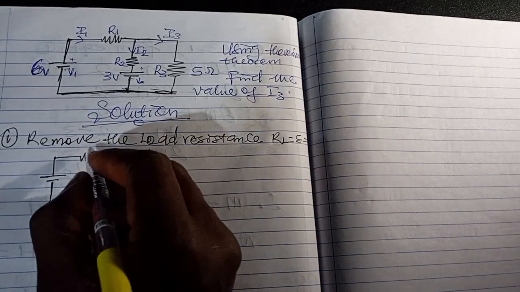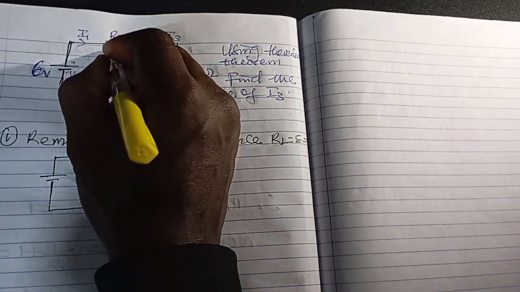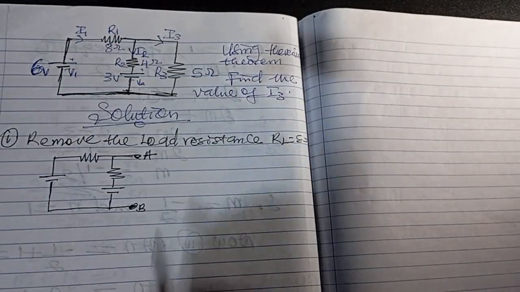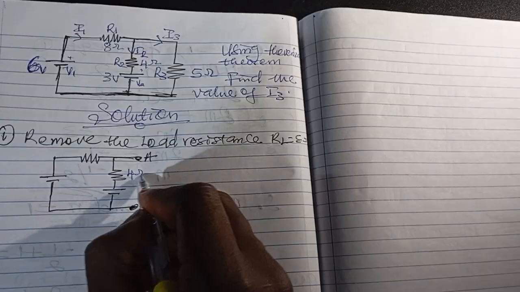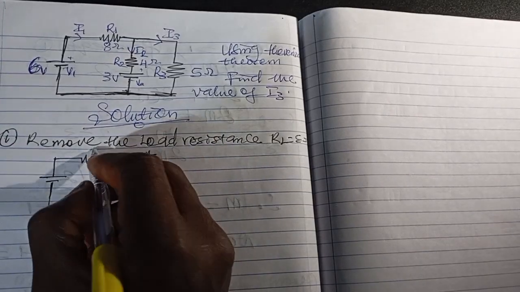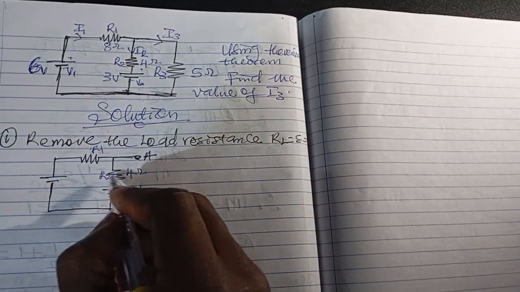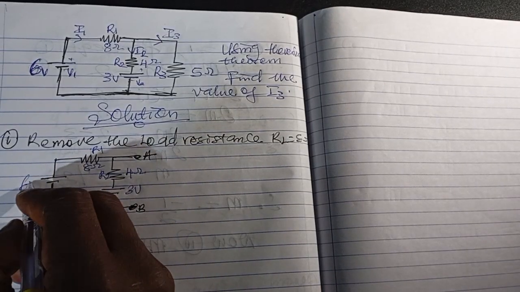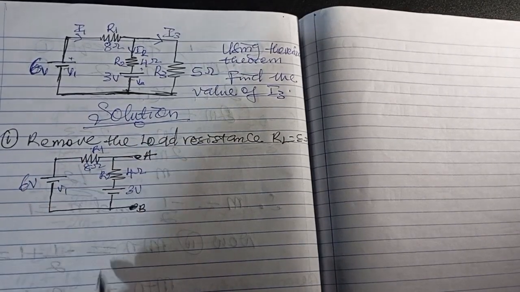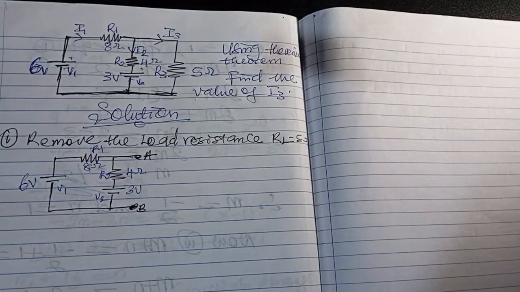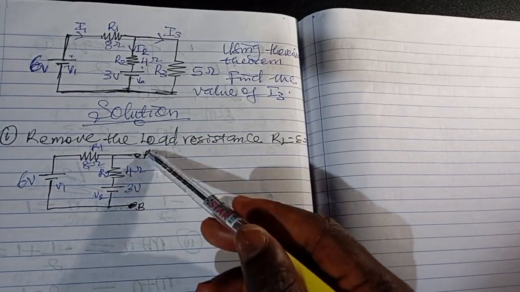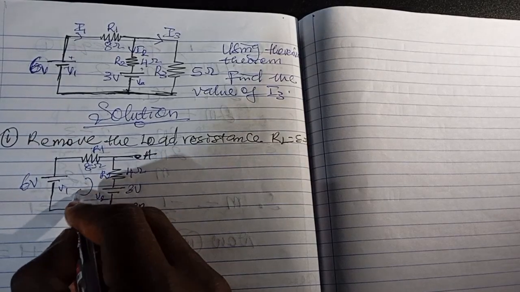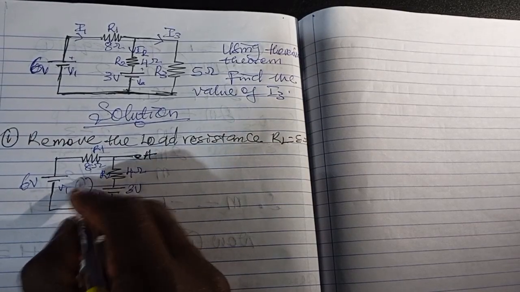Here, remember we have R1. Please, this R1 is 8 ohms. Then here should be 4 ohms. Okay, then here is 5. Here is 4 ohms, 3 volts, R1, R2, and here is 8 ohms. Whereas V1 is 6 volts, V1, and this is V2. Okay, when we remove this RL, we have a single loop like this.